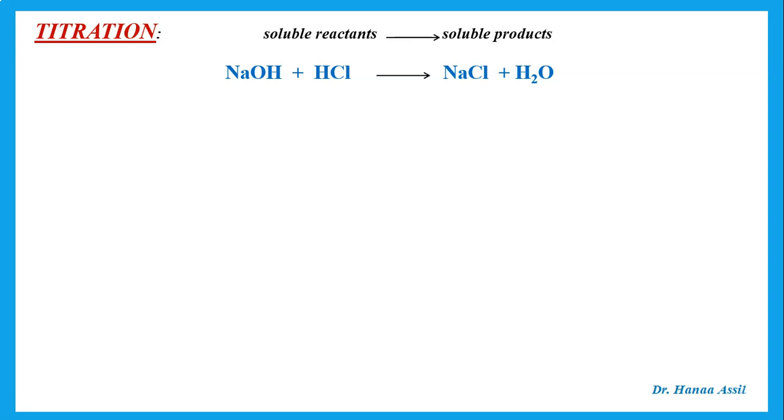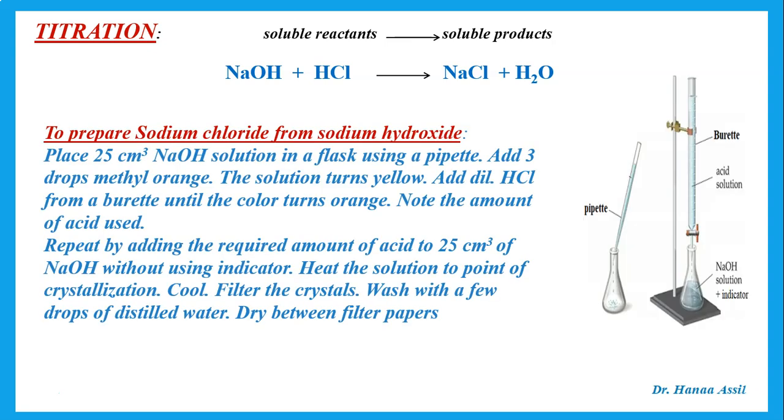So if we're trying to make sodium chloride, which is soluble, we make it from what? We make it from sodium hydroxide and HCl. All of these are soluble, so we do a method called titration. In titration, we need to know exactly how much acid I should add to the base in order to form salt plus water. We don't want excess acid and we don't want excess base.